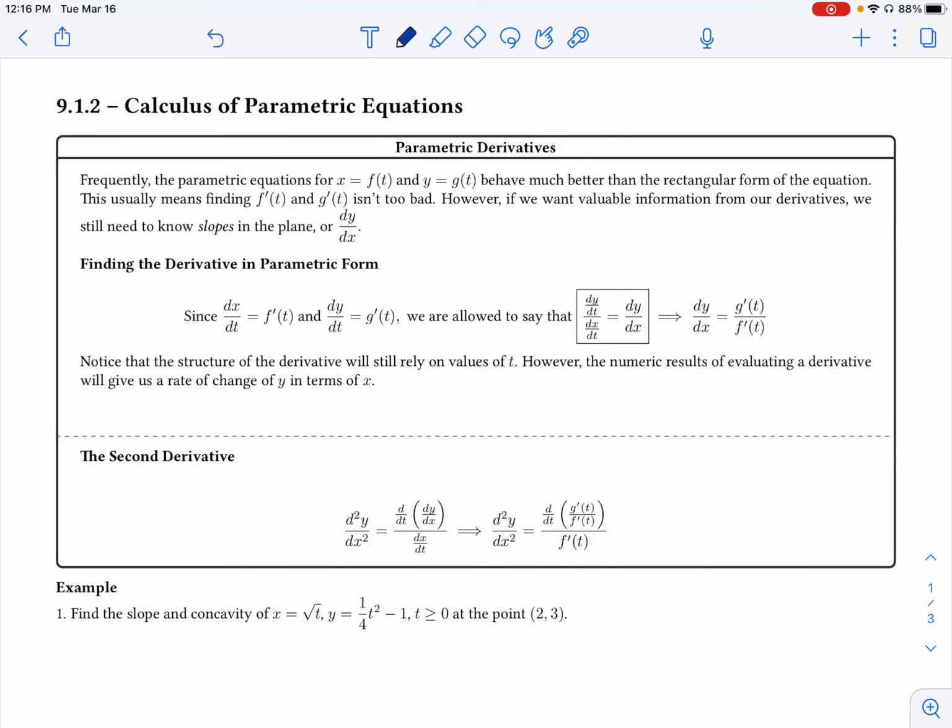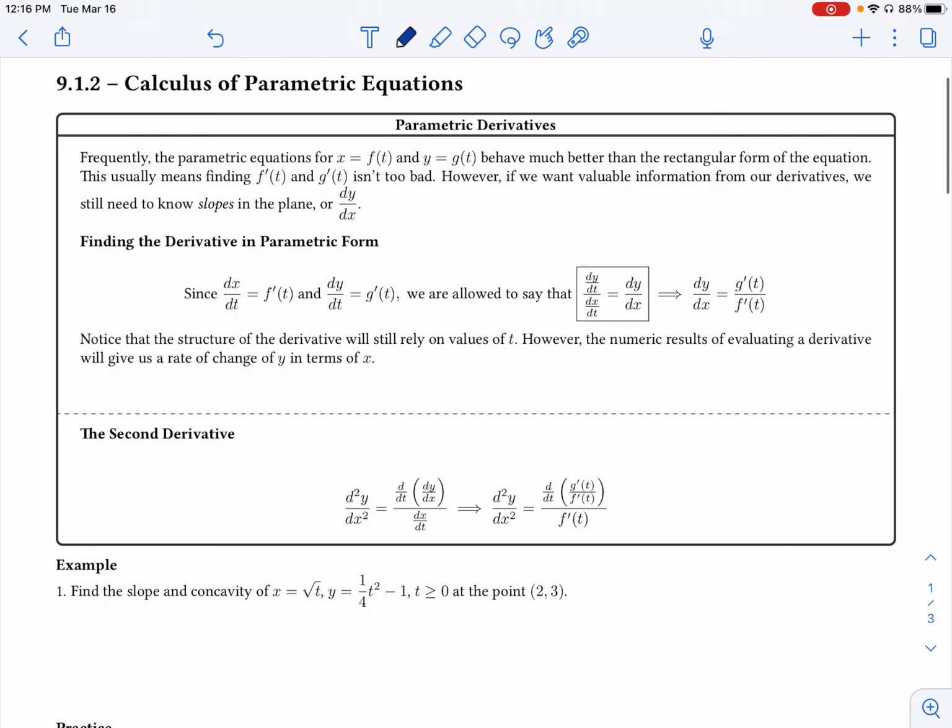So today we're going to talk about the calculus of parametric functions, and we're going to start by looking at the derivatives of parametric equations. Again, if you remember what a parametric equation is, they are simply equations written with respect to some parameter. So we can say that x, for example, is a function of some parameter t. And we can also say that y is some other function of t.